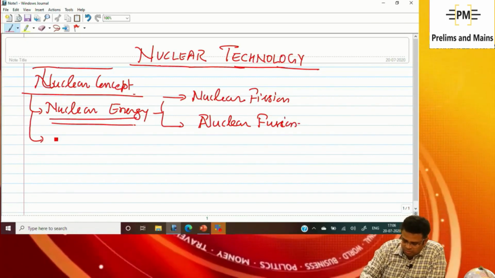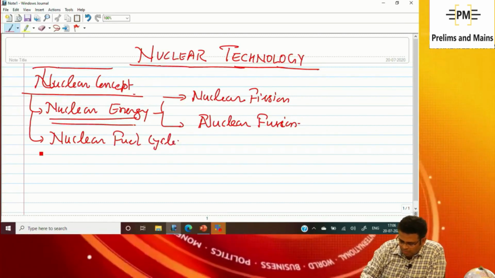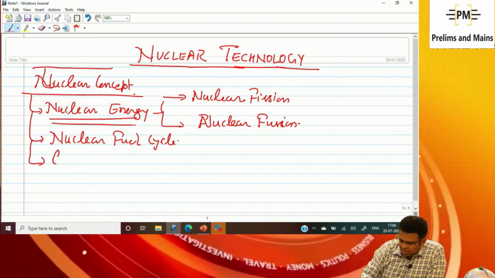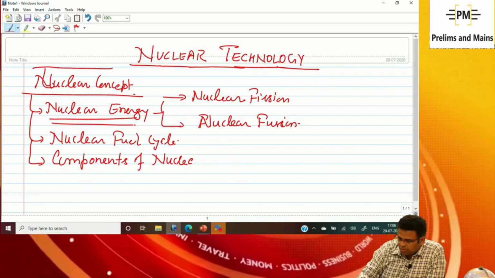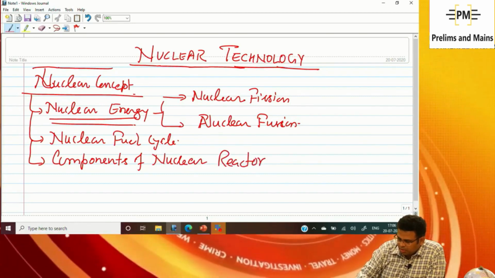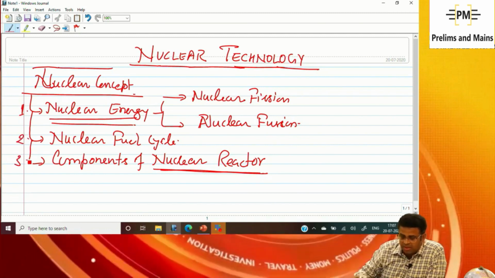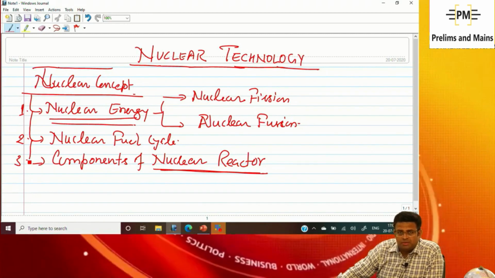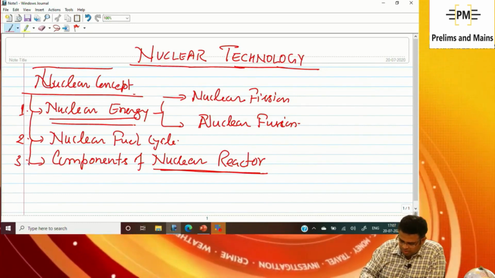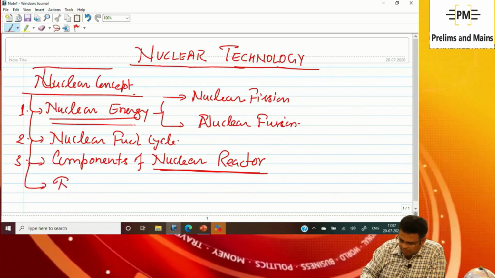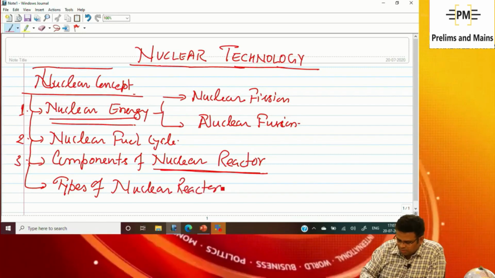thereafter nuclear fuel cycle, then we will have to see components of nuclear reactor, and nuclear reactor means we can say like the power plant which is producing electricity with the help of nuclear energy, that is known as nuclear reactor. So, there are components of nuclear reactor. We will have to see types of nuclear reactor.